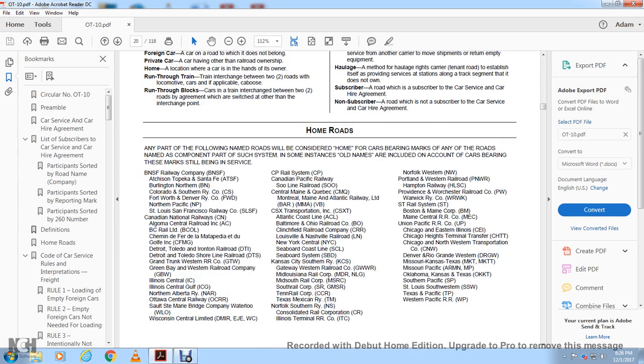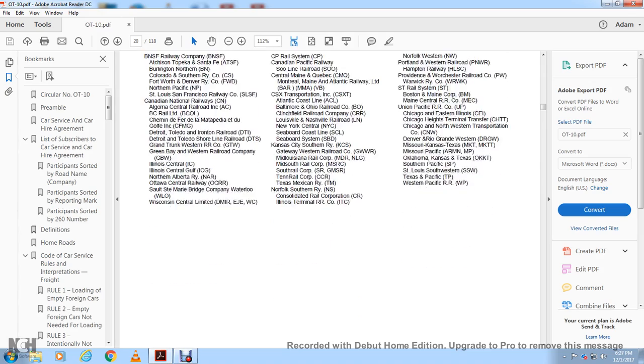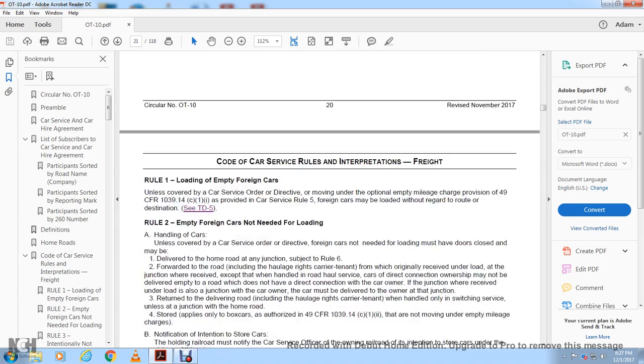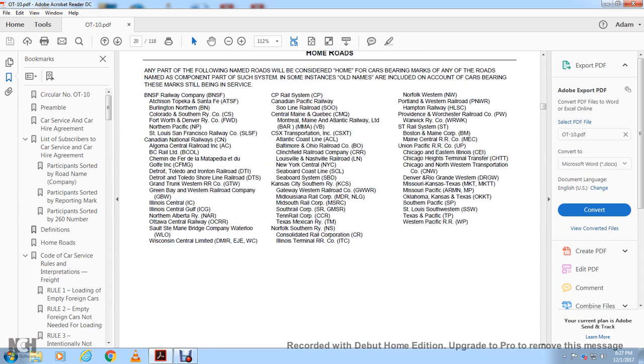Alright, then it shows your home roads. Any part of the following named roads will be considered a home for cars bearing reporting marks of any of the railroad's name or the components of such systems. In such instances, old names are included on account of cars bearing these marks still being in service. This shows A to Z in their initials for your home roads.